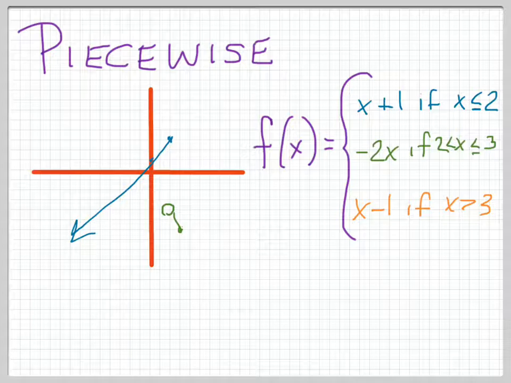Finally, we get to the last one, and we have x minus 1 if x is greater than 3. So once again, we use 3, but this time it will be an empty circle once again because there is no equal sign there, and 3 minus 1 is 2. So we have an empty circle there. And then we could pick another point like 4, and 4 minus 1 would be 3. And then we would go ahead and graph that line.